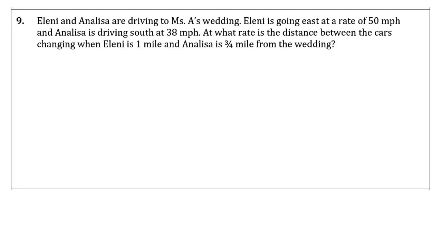Alright, so we have these two ladies, and they're driving to a wedding. How sweet of them. One lady is driving at a rate of 50 miles per hour, and she's going east. We'll call her Miss E. She is going east here, at 50 miles per hour. Let's call this side x, and I know that value is going to be dx/dt.